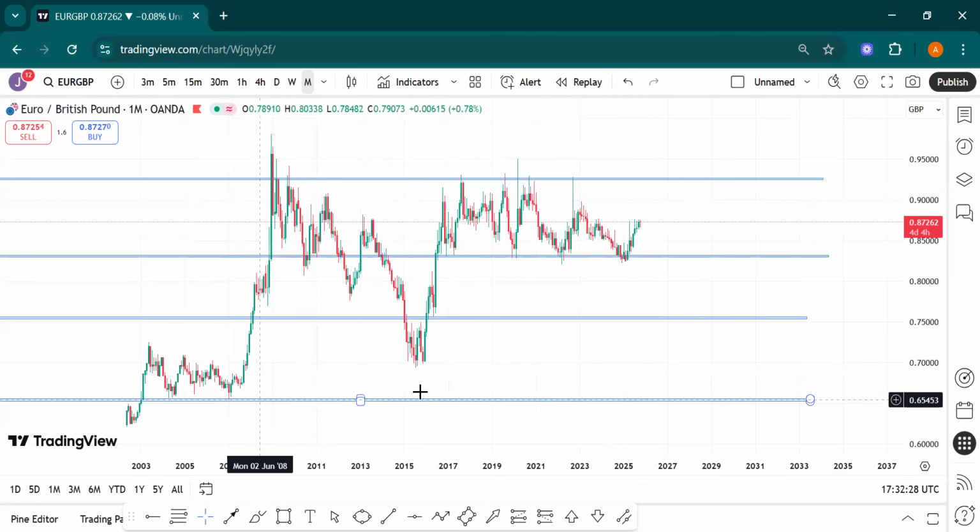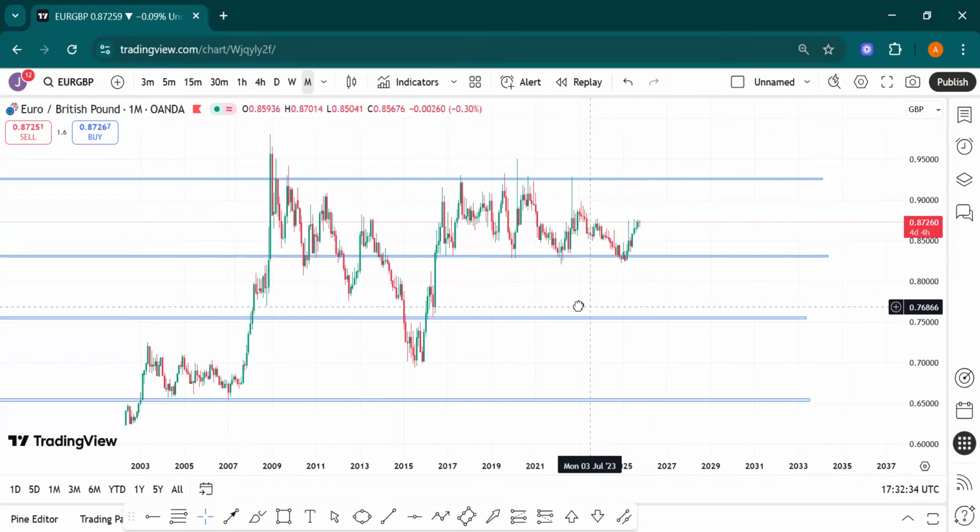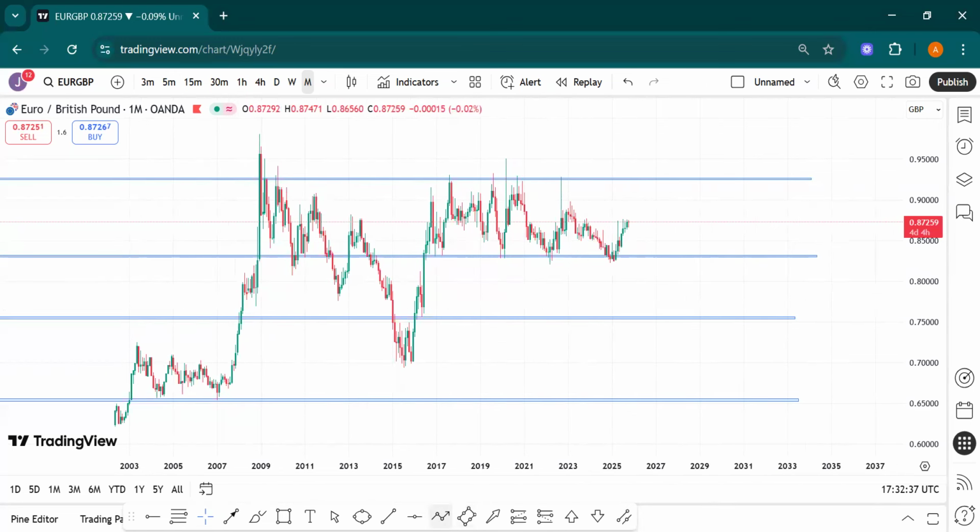The second thing I try to do on this time frame is to get my directional bias. In other words, where do I think the market is going? So quickly, let's look at how to do that.